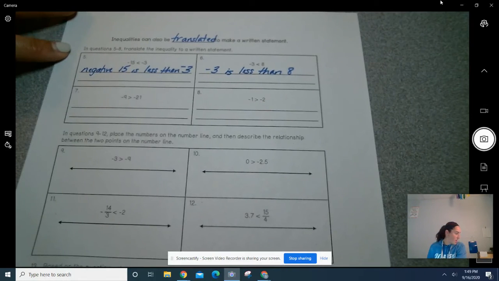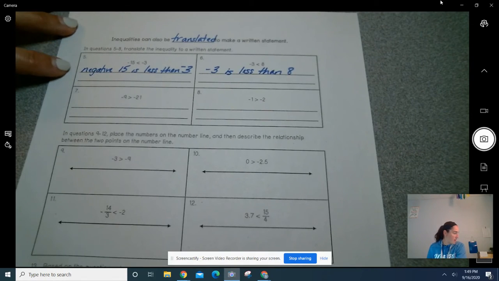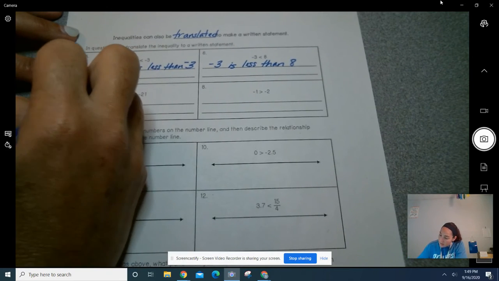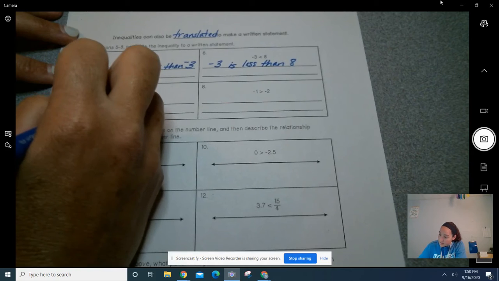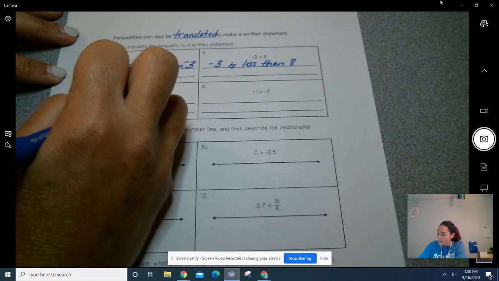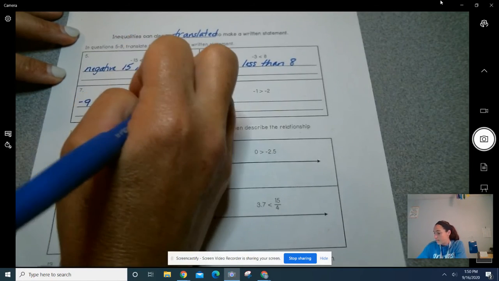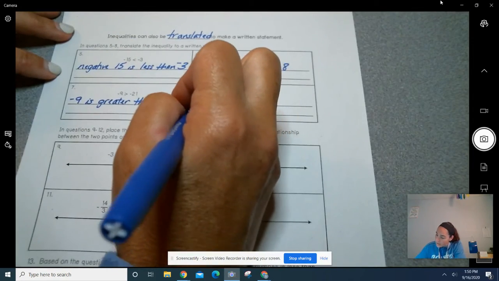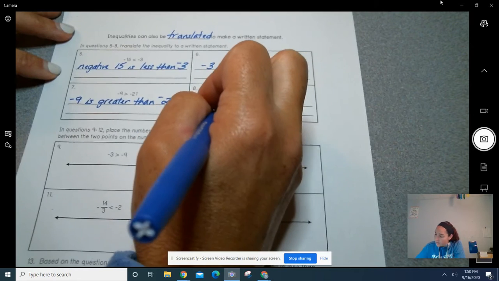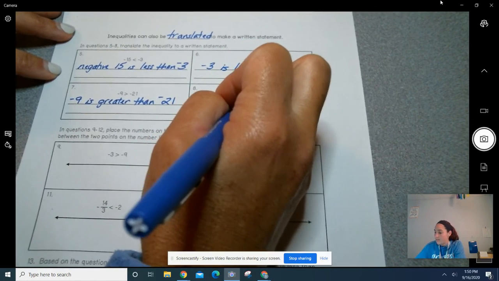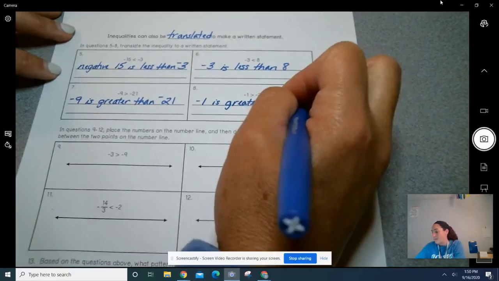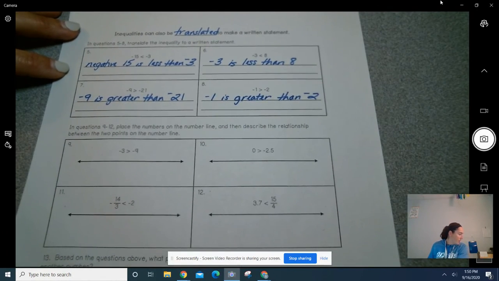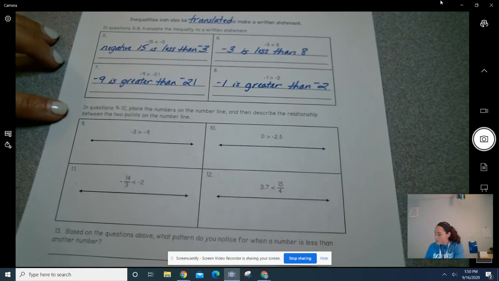All right, let's check number 7 and 8. For number 7, we get -9 is greater than -21. And number 8, we should have -1 is greater than -2. Okay, let's move down to questions 9 through 12.